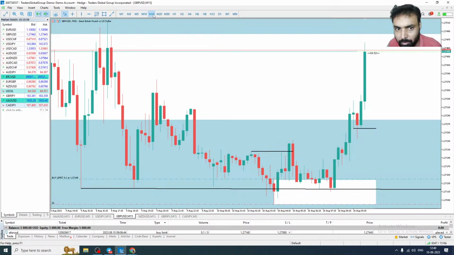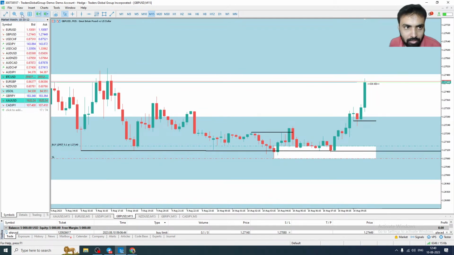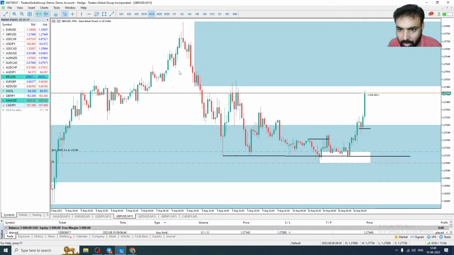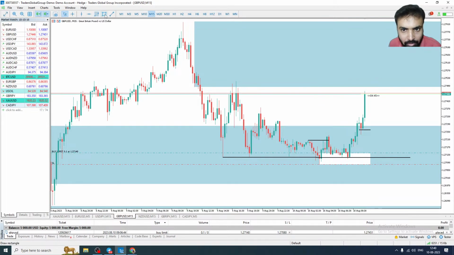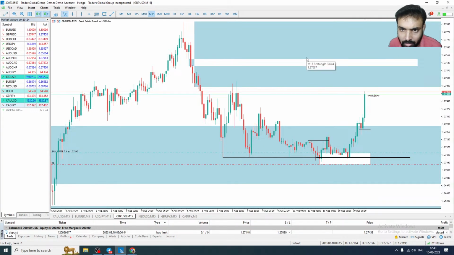So let's go to 15 minutes. Market is pushing very hard to the upside. We can do one thing. We can maybe look for an entry from the imbalance. We can expect some reaction from here, or we can look for the extreme swing low, extreme swing point. This one.